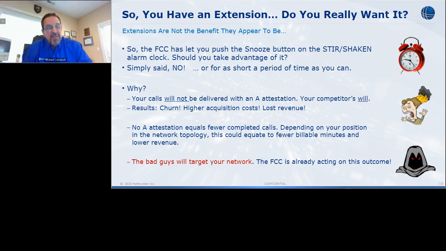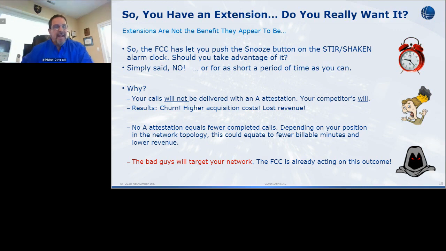But as we've just seen in the last chart, perhaps the worst thing of all here is the bad guys are going to take notice of the fact that you have an exemption and you're not STIR/SHAKEN compliant, and they're going to camp out on your network and start using you as their platform to pump trash into the telecom network. Excuse me. And as we've seen, that's happening already, and the FCC is already acting on that outcome. So frankly, I would recommend, if you have an extension, use as little of it as you can, become compliant as quickly as you can.